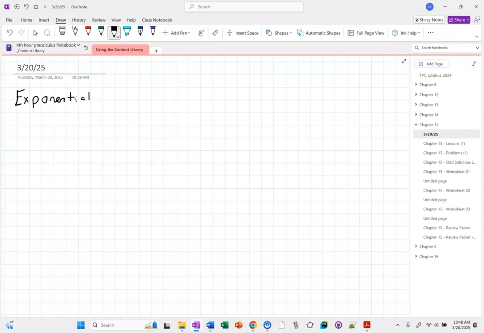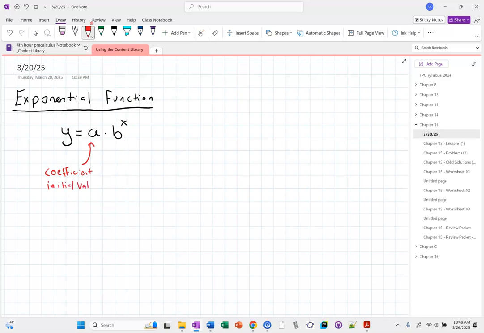So we're going to start by defining what we mean by an exponential function. An exponential function is something of the form y equals a times b to the x. The a is just like a coefficient. Sometimes we call it the initial value. And we're going to make the assumption that a is never 0.